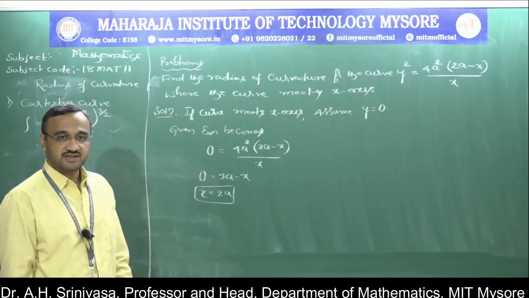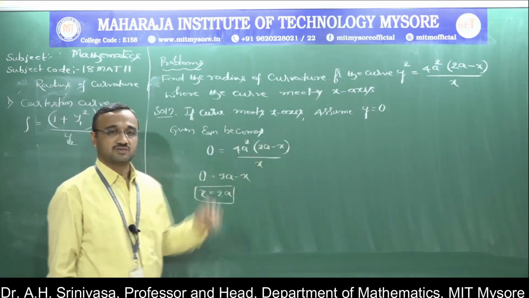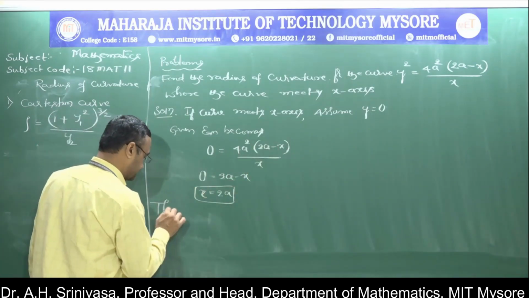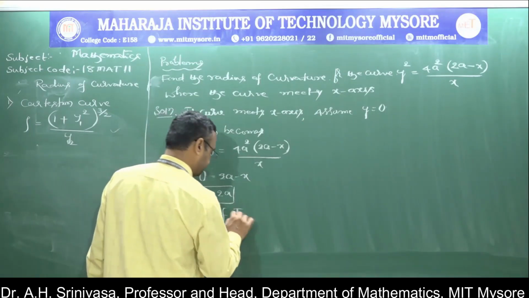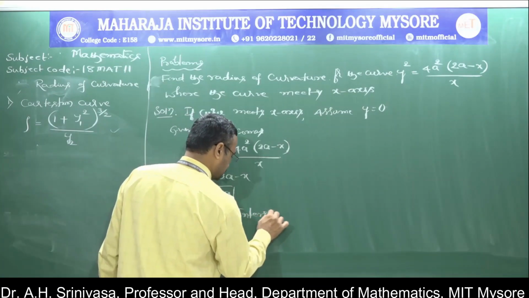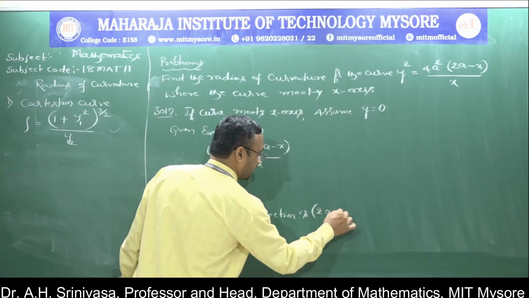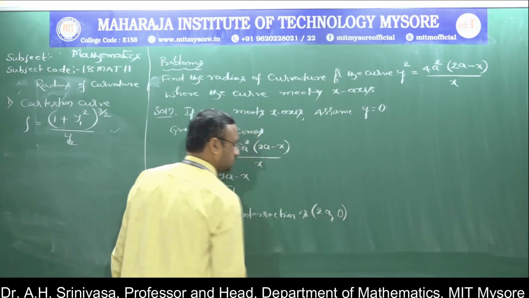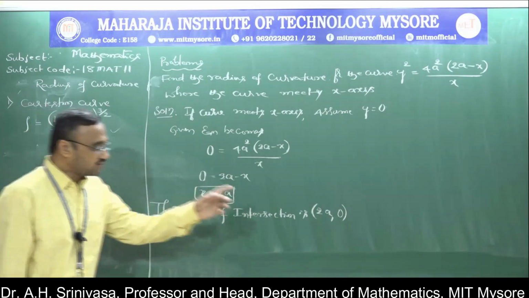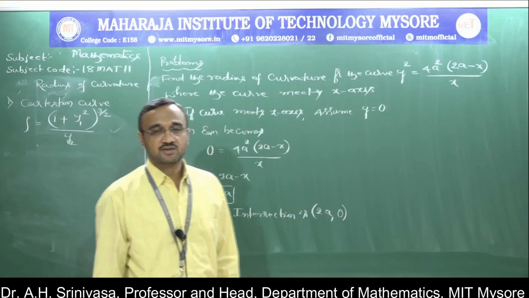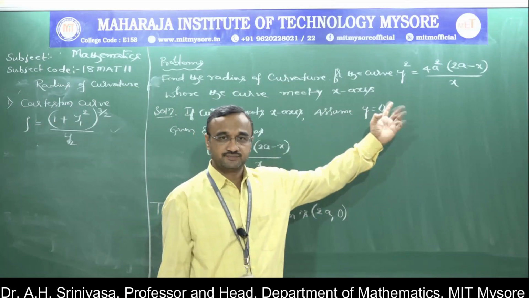So what we get now here, the point of intersection. Now we got the x value when y equal to 0. The point of intersection is 2a comma 0. So now we got the point of intersection 2a comma 0. After finding this point of intersection, now we are going to find out the radius of curvature for a given curve. Okay.